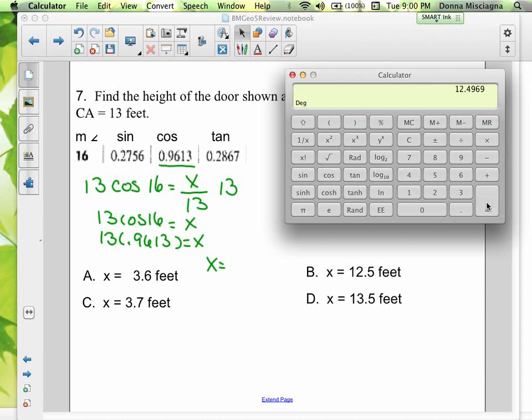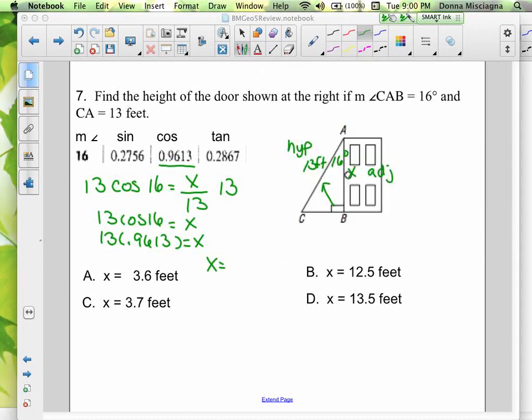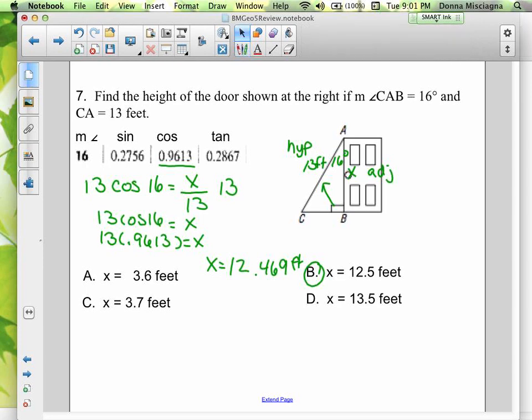So 12.4969, very, very close to 12.5. There we go. So right there, our answer is 12.5. Okay. Okay, so yeah, but if you set these up correctly, they're really not too hard at all.